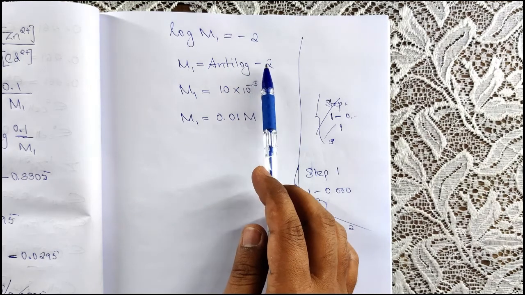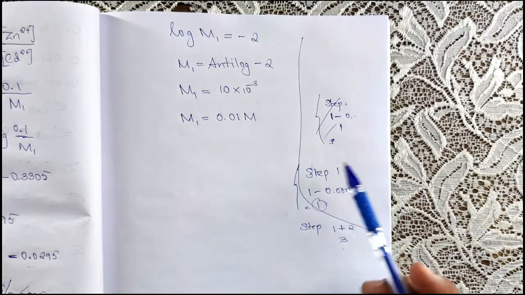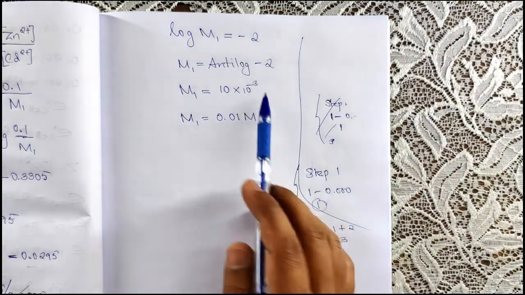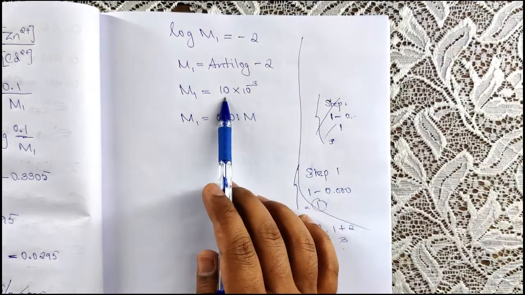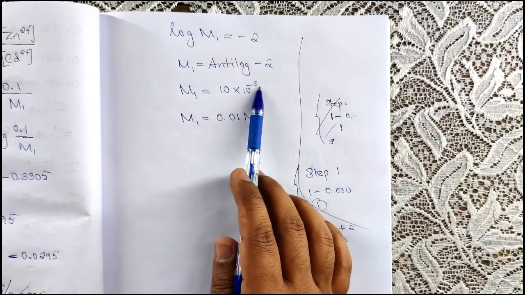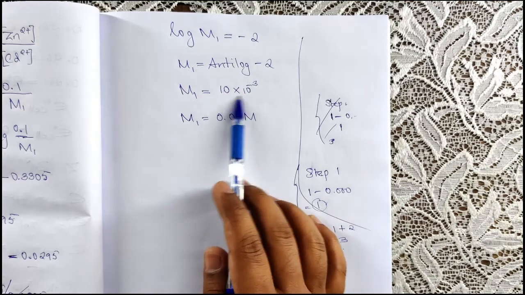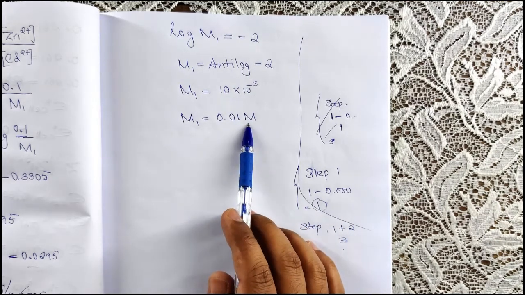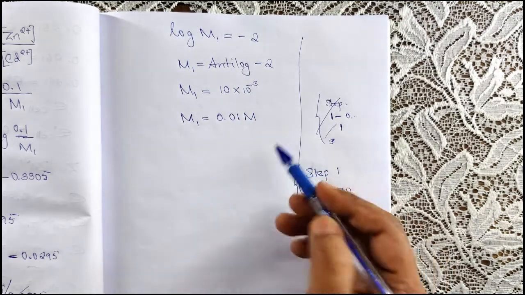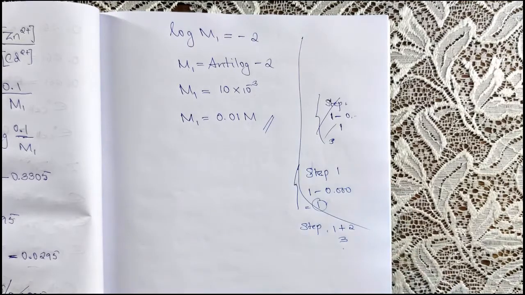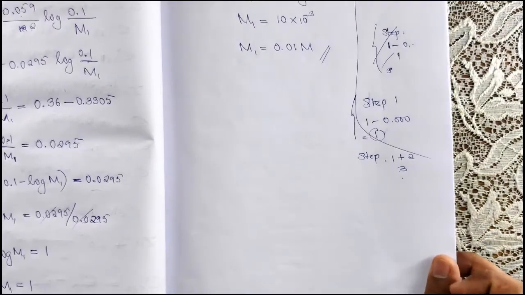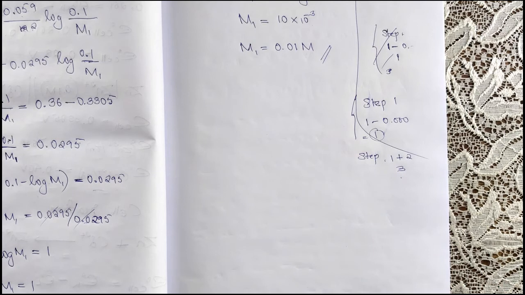So antilog of minus 2. Whenever it is negative, we need to convert it into positive. So using step 1 and step 2, when I take antilog of this one, I get 10 into 10 to the power minus 3, which I can write as 0.01 molar. So this will be our concentration. This is how you calculate the concentration.